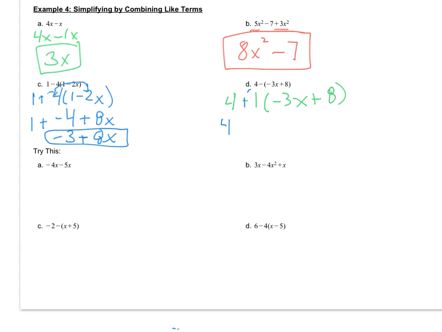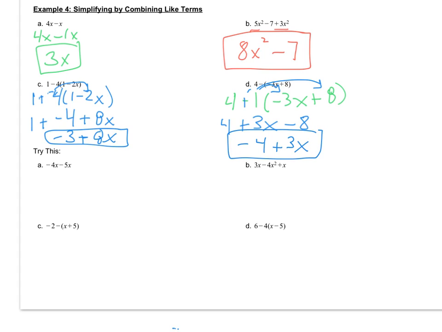We bring the 4 down and distribute the negative 1. Negative 1 times negative 3 is a positive 3x. Negative 1 times 8 is a negative 8. If we take a look at what we have here, we can combine our like terms, which is 4 and negative 8, both of our constants, and 4 minus 8 would give us negative 4 plus 3x.